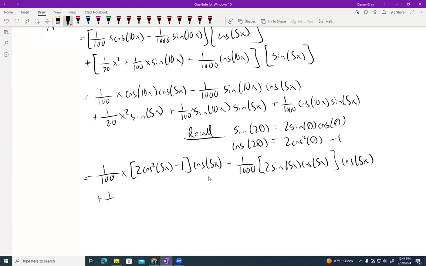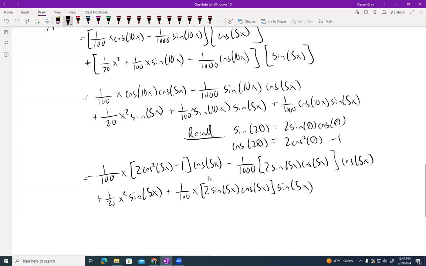And then we have plus 1 over 20 x squared sine of 5x. Plus 1 over 100 times x times sine of 10x. Remember, that's 2 sine of 5x cosine of 5x times sine of 5x. And then plus 1 over 1,000. I'll write it down here, actually, to give myself a little bit more space. Plus 1 over 1,000 times cosine of 10x, which is 2 cosine squared of 5x minus 1 times sine of 5x.